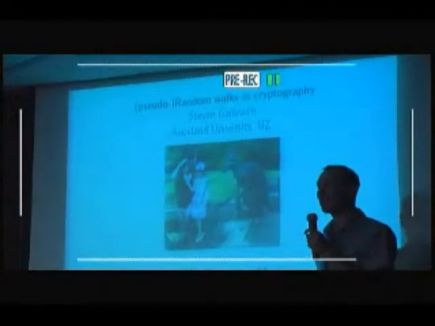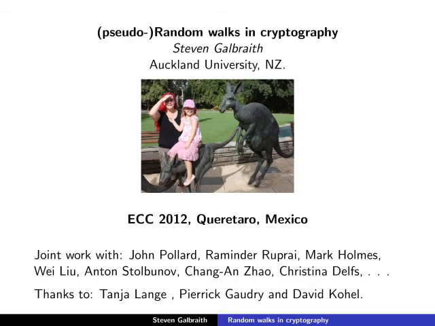Right. I'm Stephen Galbraith. I'm going to talk about pseudo-random walks and algorithms for discrete logarithms and isogenies. There's going to be some kangaroos. This is supposed to be a picture of my daughter riding a kangaroo. This is joint work with lots of people, students of mine and people I've worked with.